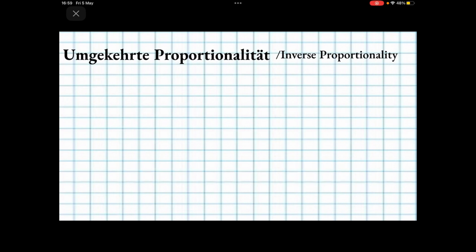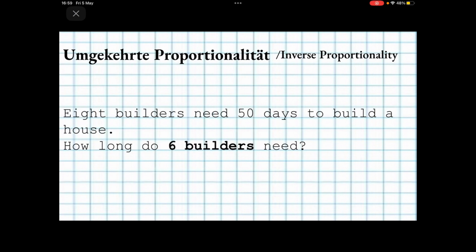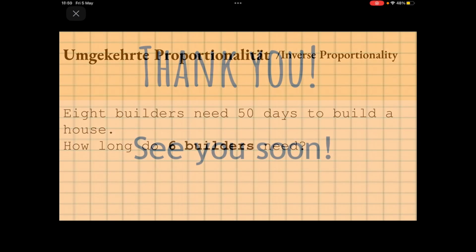Okay, so now I'm gonna tell a harder question on this topic, Umgekehrte Proportionalität, and I want you guys to solve it at home, and then after you have the answer, write it down in the comments below. So, let's do it. 8 Maurer können ein Haus in 50 Tagen bauen. Wie lang brauchen 6 Maurer? Now I'm just going to say it in English, sorry guys. 8 builders need 50 days to build a house. How long do 6 builders need?